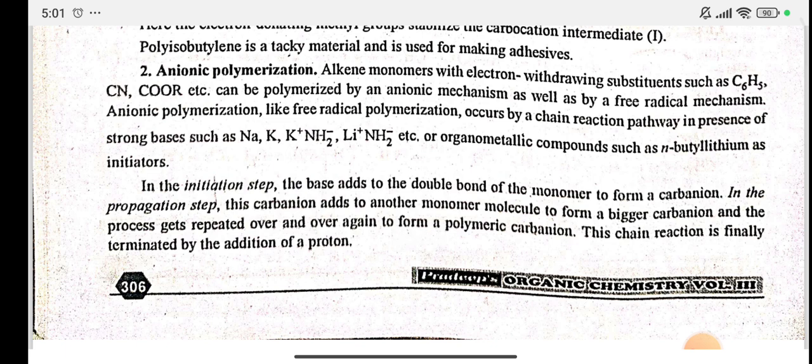Anionic polymerization. Alkene monomers with electron withdrawing substituents like C6H5, CN, COR can be polymerized by an anionic mechanism as well as by the free radical mechanism. Anionic polymerization, like free radical polymerization, occurs by a chain reaction pathway in the presence of strong bases such as Na+ NH2-, Li+ NH2-, or organometallic compounds such as n-butyl lithium as initiators.